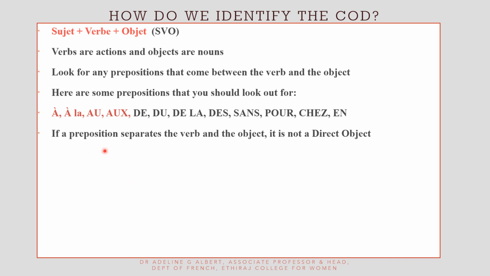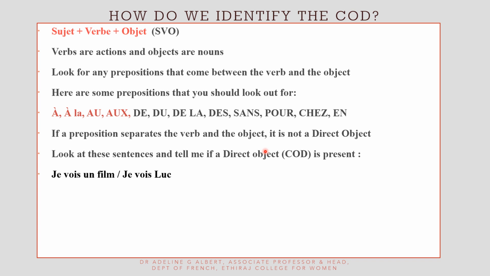So if a preposition separates the verb and the object, it is not a direct object. That's why it is called direct. It is directly in front of it, it directly comes after the verb. It is indirect when you have a preposition in between the object and the verb. So look at these sentences now and tell me whether it's a direct object or not.